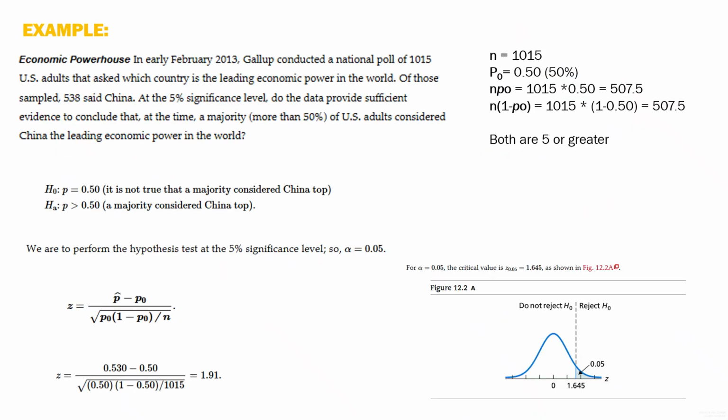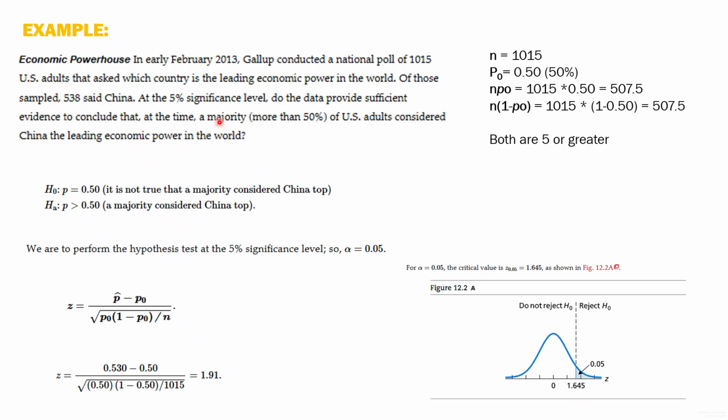Okay, let's do an example. Economic powerhouse. In early February 2013, Gallup conducted a national poll of 1,015 U.S. adults who were asked which country is the leading economic power in the world. So, stop and write down your N. Of those sampled, 538 said China. This is your X. This is the number of people that have the attribute.